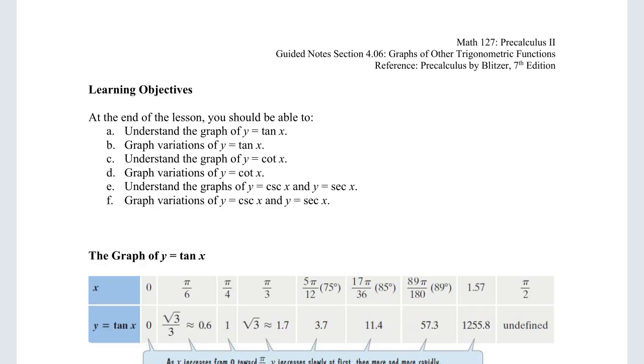Rather than memorizing a completely different set of graphing steps, we will continue identifying the period, phase shift, vertical shift, key points, and asymptotes when needed. This allows us to build on concepts we already understand and helps us see the connections among all six trigonometric functions. Okay, so now let's begin with the tangent function.